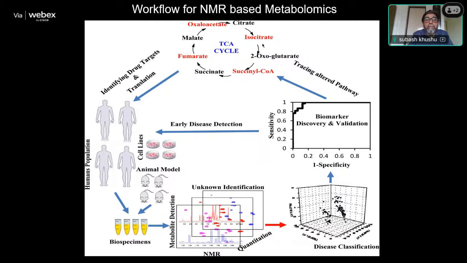You can look at the energy metabolism, TCA cycle, and then biomarker discovery and validation. Then you do the PCA analysis and disease classification, and you can do this in animal models, cell lines, or on whole human samples, the body fluids from humans, and then you can identify and quantify different metabolites.